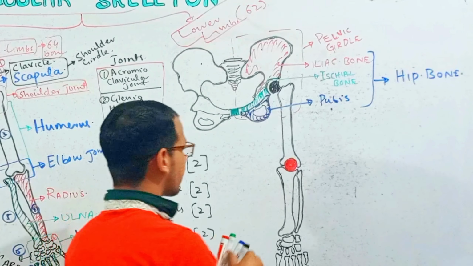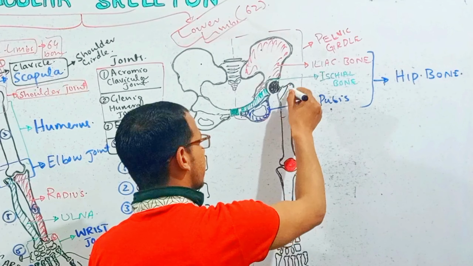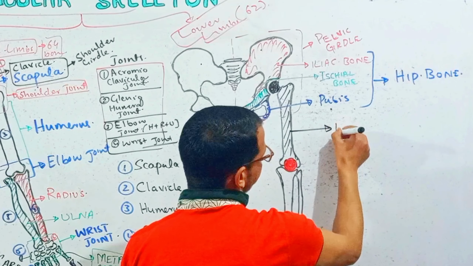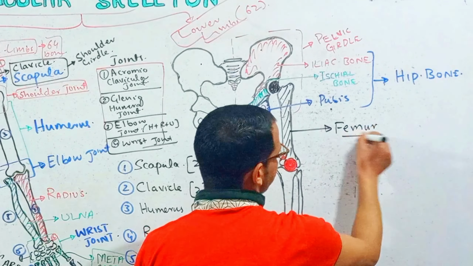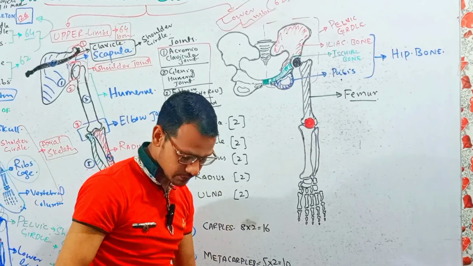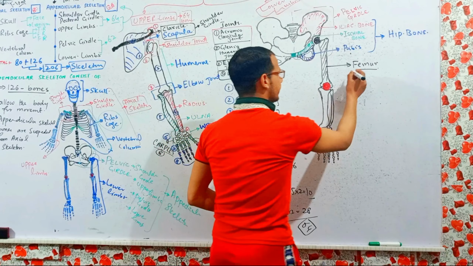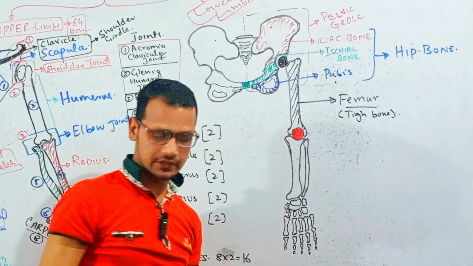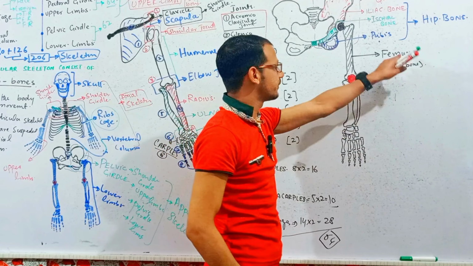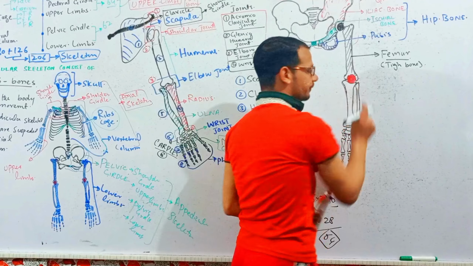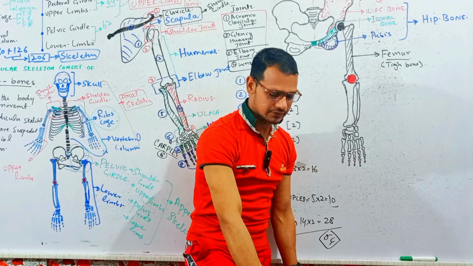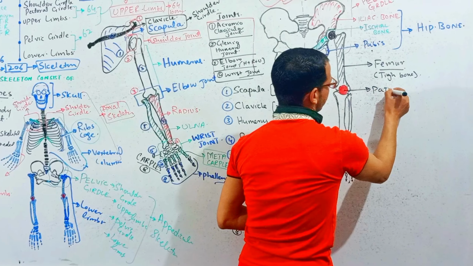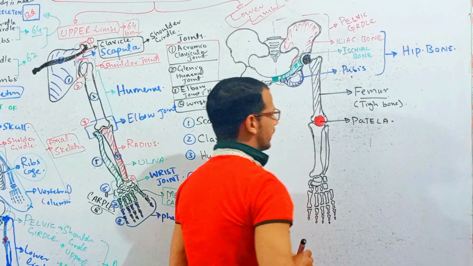The next bone, which I am shading in black color, is called the femur, one of the strongest and longest bones in the body, right? This bone is also known as the thigh bone. This red bone is the sesamoid bone here, and it is called the patella.